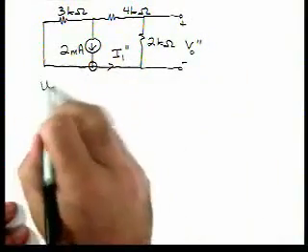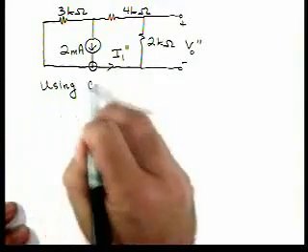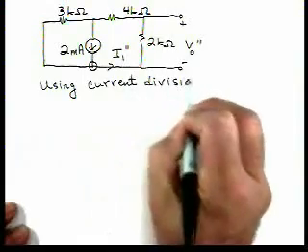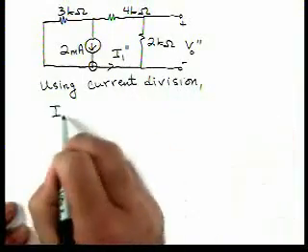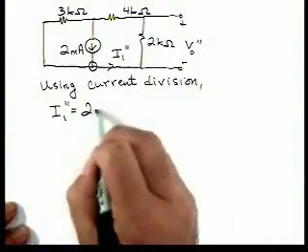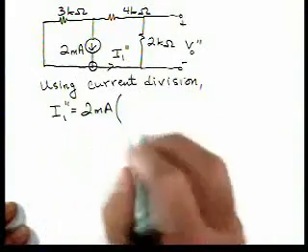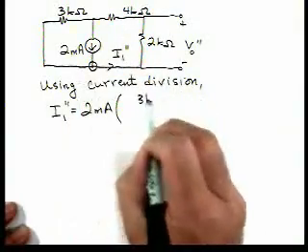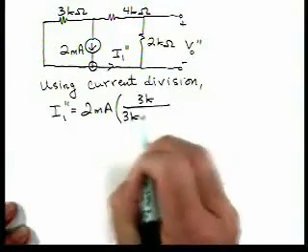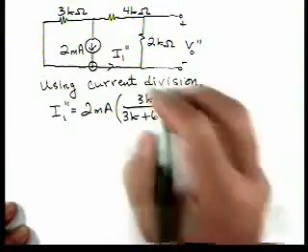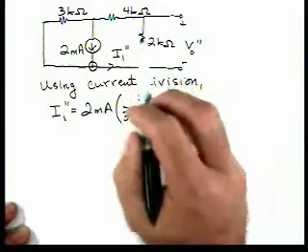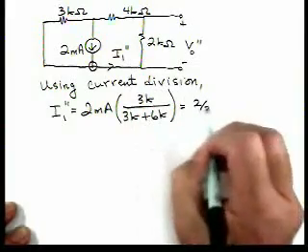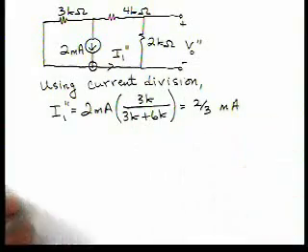Okay, so using current division, we have I1 double prime equals 2 milliamps, and we want the current through this part of the circuit, so we're going to put the 3K in the numerator. Then we'll have 3K plus 6K. Well, the 6K is the series combination of this 2K and 4K in series. That gives me an I1 double prime of 2/3 of a milliamp.